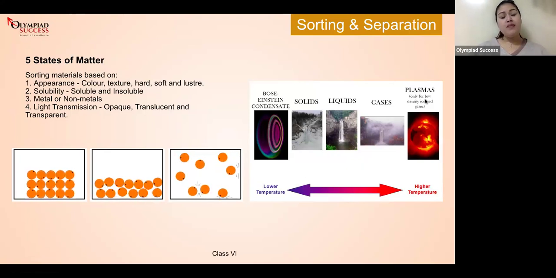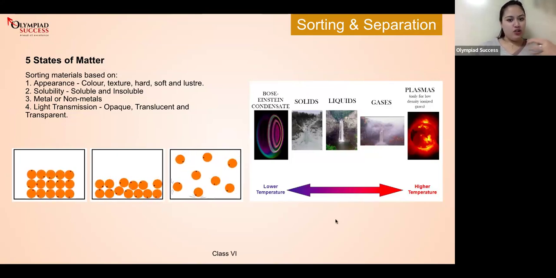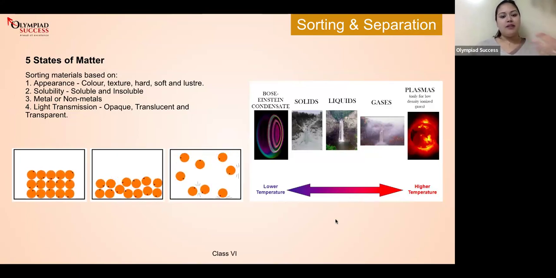Now, plasma is gases at very, very high temperatures. So they are gases that exist at more than 5,000 degrees Celsius. Why? Because they have a lot of ions in them. So they have charged particles. Those charged particles have a lot of energy. And that energy is then dissipated out as heat and light. So all your stars, the sun, they are made up of plasma.